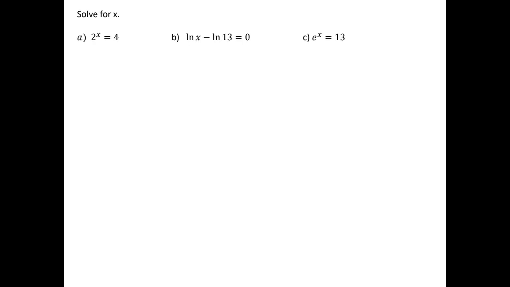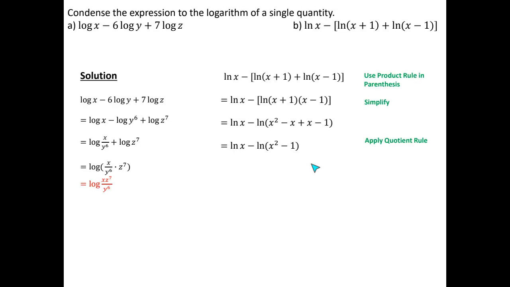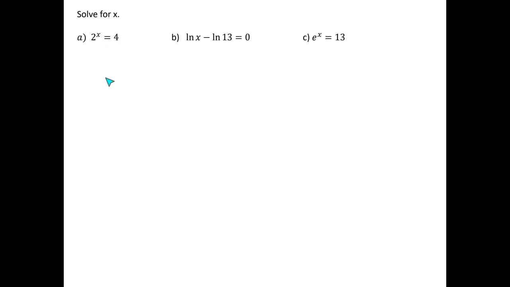Okay, so now that we've seen all these properties, we're going to start solving for x. So in this example here, I have 2 to the x is equal to 4. So this is an exponential function. Always, in my opinion, I always tell my students, try to apply the one-to-one property first. If you can apply the one-to-one property, then that's going to make things a little bit easier.